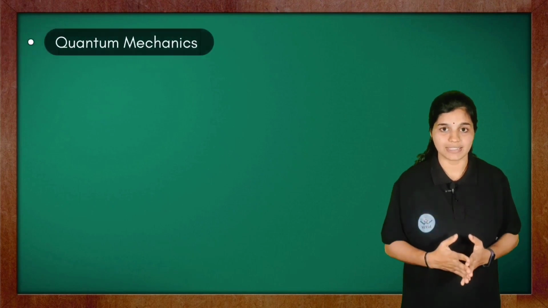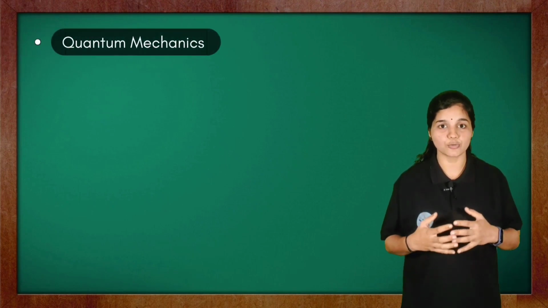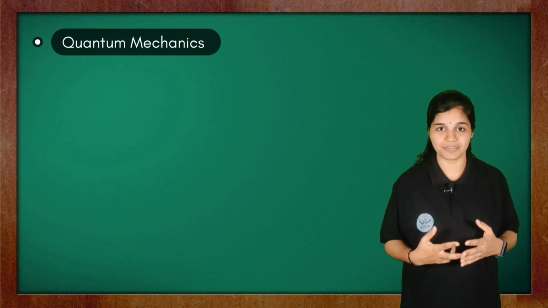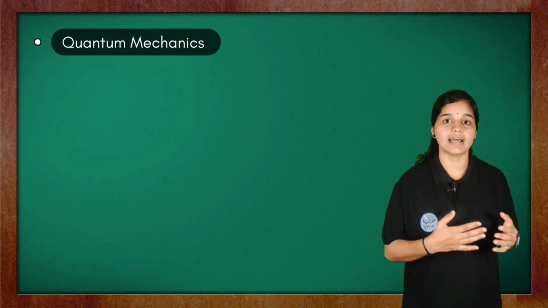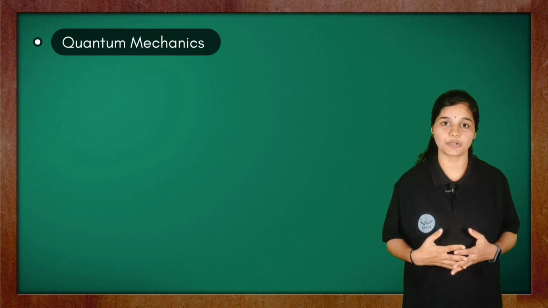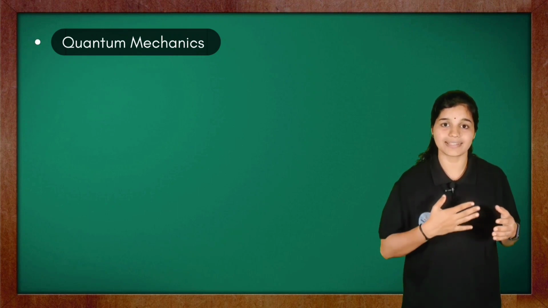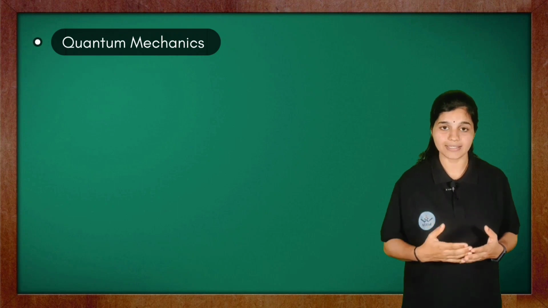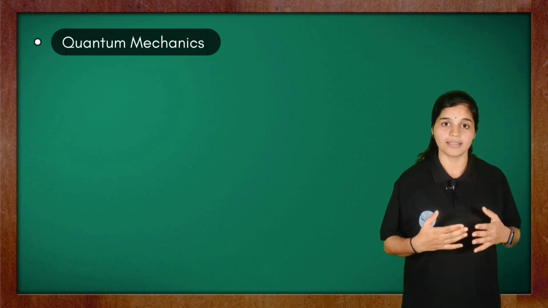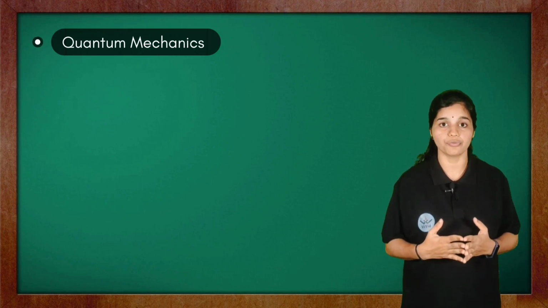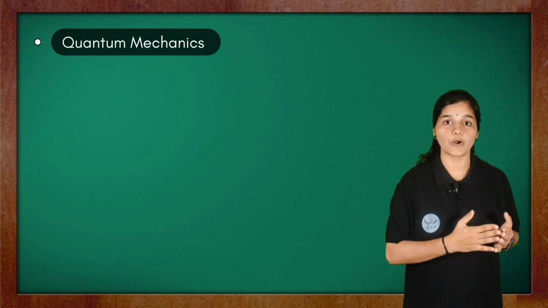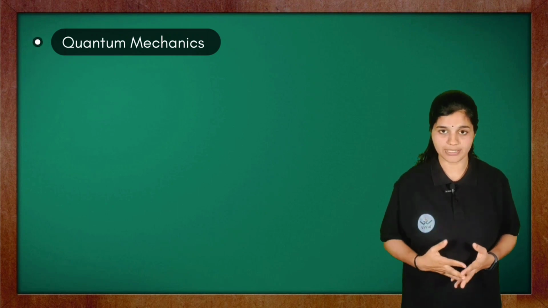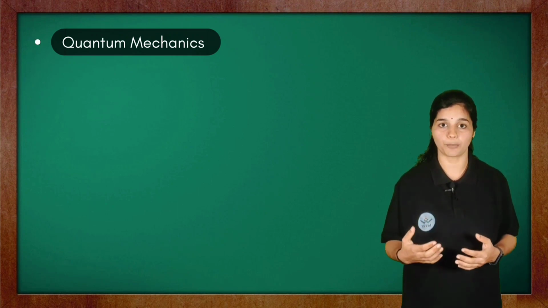The branch of science that takes into account the two behaviors, the dual behavior of matter and the uncertainty principle, is quantum mechanics. I can tell quantum mechanics is a theoretical science that deals with the study of the motion of microscopic objects that have both observable wave-like properties and particle-like properties.